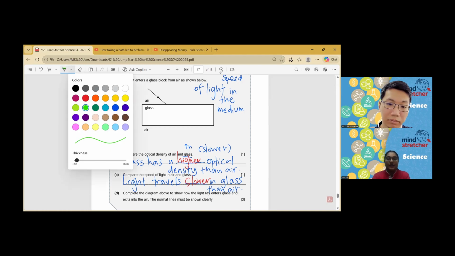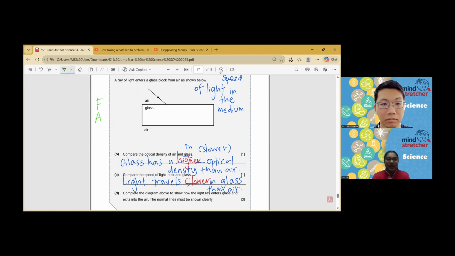So just now, the acronym that I went through, FAST. Okay, so if it's faster, away. If it's slower, it's going to be towards. So the first thing is that you can see that this is 3 marks. Very important. Please make sure you have your normal first. Draw normal. Normal must always be dotted. Please make sure you use a ruler.